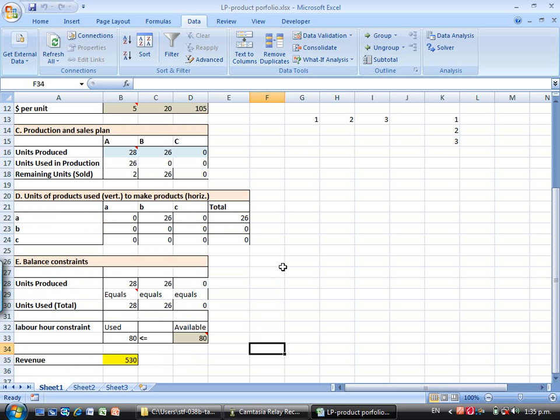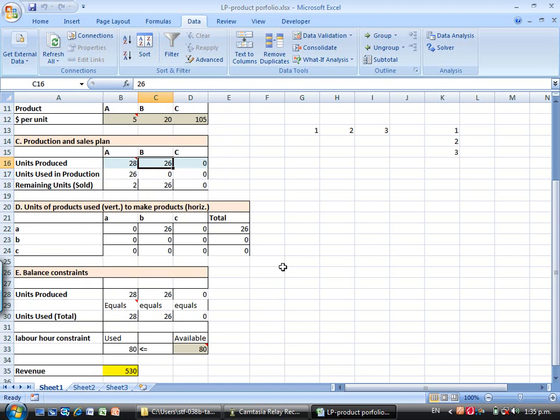Now we're just going to go OK now, and we run the solver, and Excel's come up with a solution of 530. Now that should be the maximum amount of revenue we can get, and you can see that Excel has decided to make 26 pairs of product B here for sale and 2 pairs of product A. By doing this, all the labour hours available have been used, and we can see that 26 units of product A have been consumed to make product B.